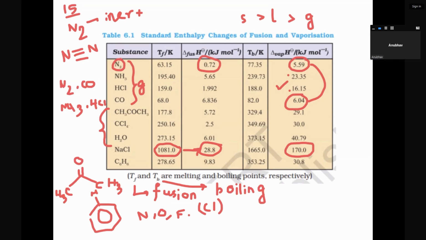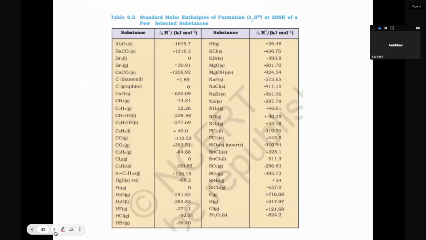But all are surpassed by sodium chloride, which is a solid, Na plus and Cl minus. It is an ionic compound. And since it is an ionic compound, very high energy is required to either melt it or vaporize it. That's why in case of NaCl, you see the values are highest for delta H fusion and also for delta H vaporization. So here are some standard molar enthalpies of formation, delta f H minus, at 298 Kelvin of a few selected substances.